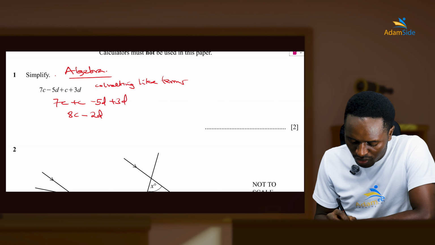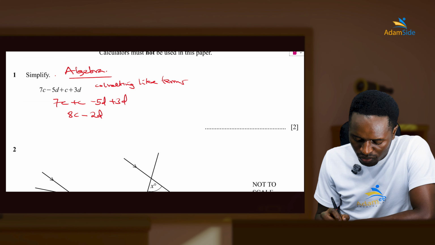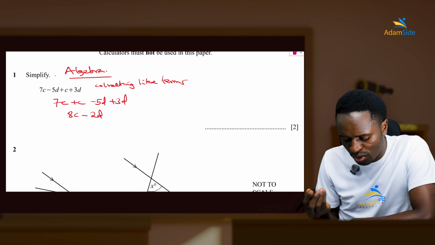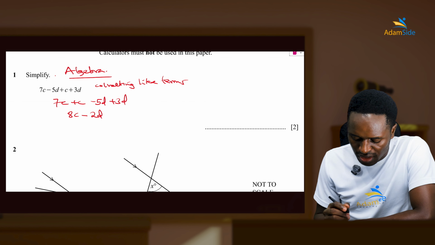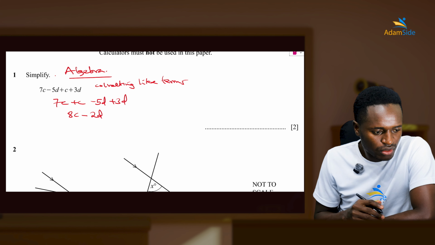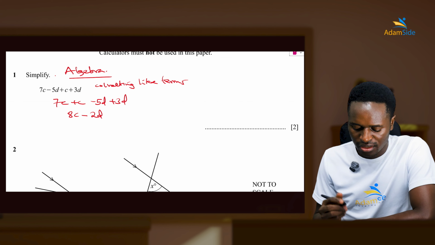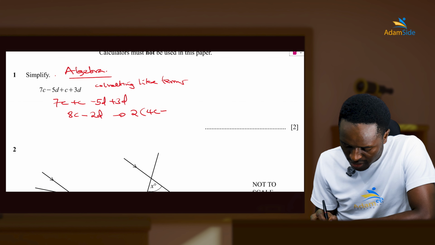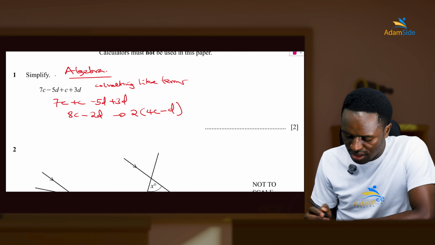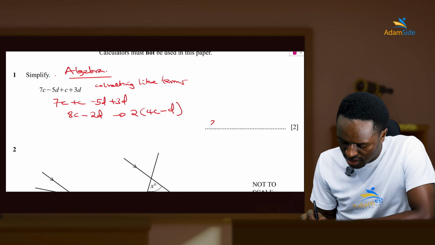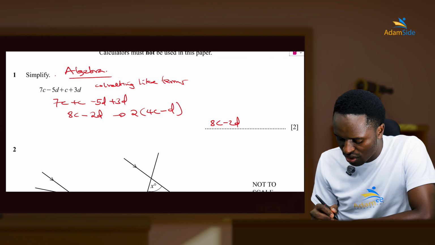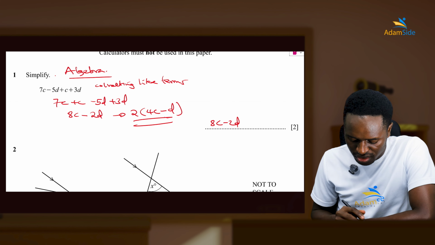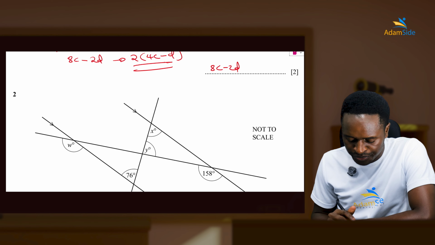You can open bracket. It's what's common between the two, or you can leave it in that way. You can as well leave it in that way, or you can open the bracket by saying maybe this can be 2 into 4c minus d, and you get your answer. So you can write 8c minus 2d or the simplified version. You still mean the same thing.